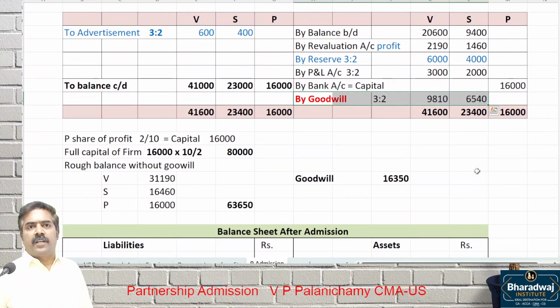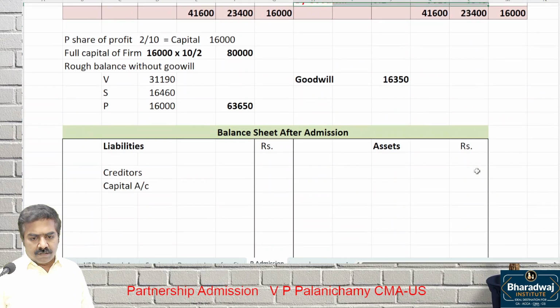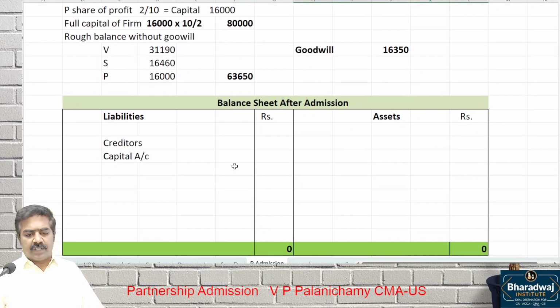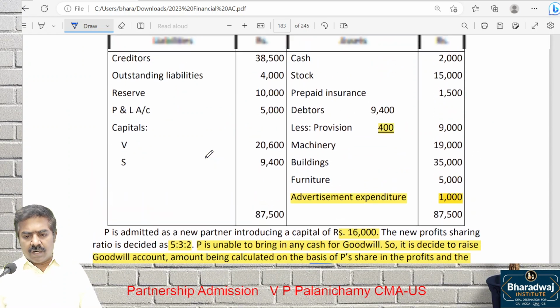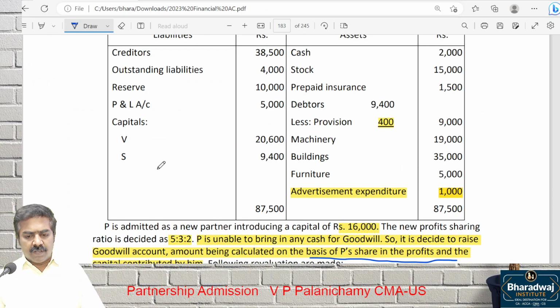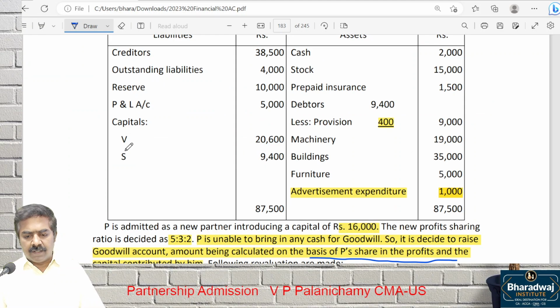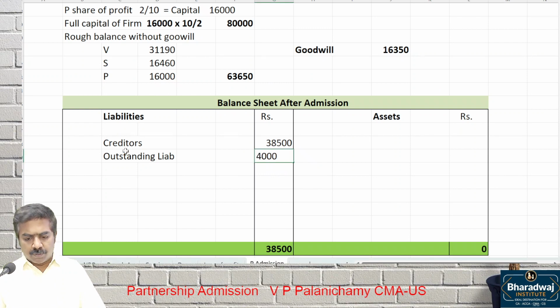Start. Balance sheet after admission of a partner. Tell me the assets balance or liabilities balance. Creditors, is there any change? Creditors 38,500. Then what else will come? Outstanding liability will continue. Outstanding liability எவ்வளவு இருக்கு பாருங்க? 4,000 will continue.